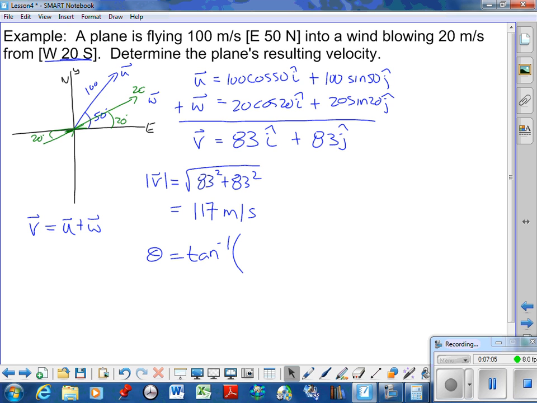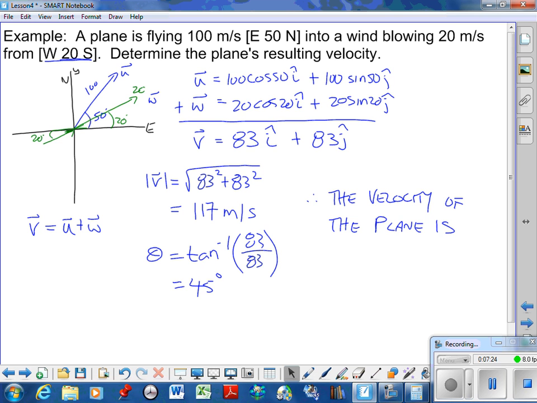And tan inverse is going to be 83 over 83, which is 45 degrees. So therefore, the velocity of the plane is 117 meters per second. Both are positive, so it's going to be heading east, 45 degrees north.